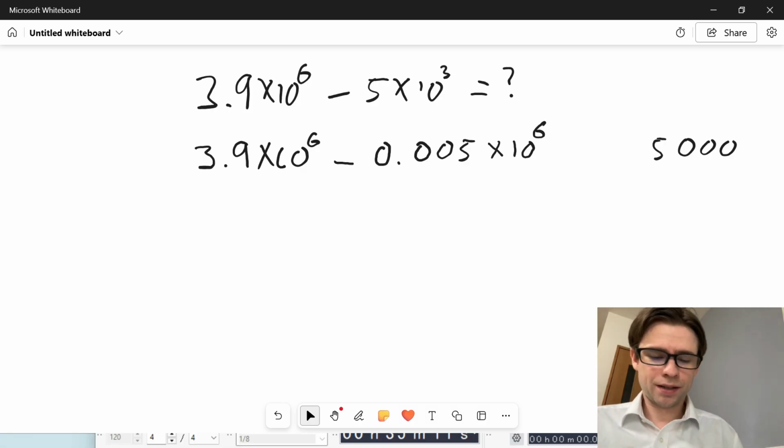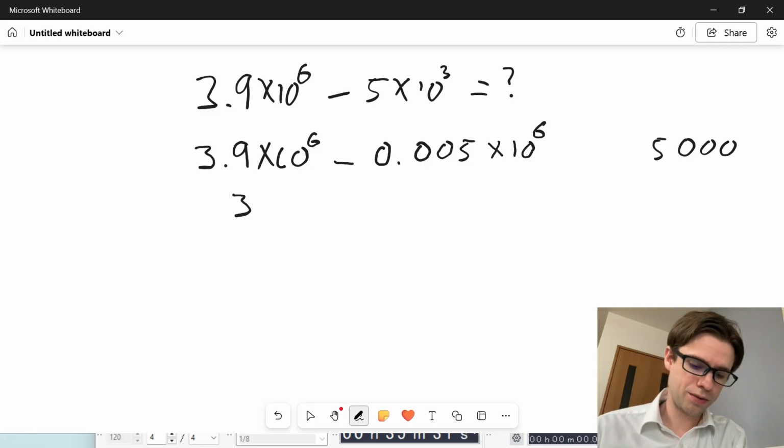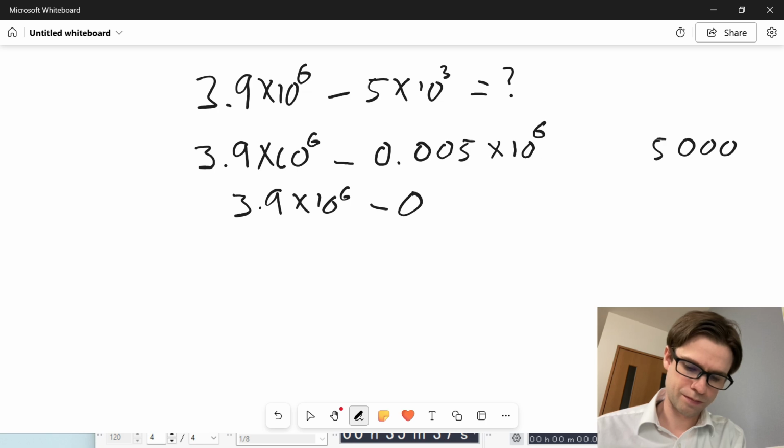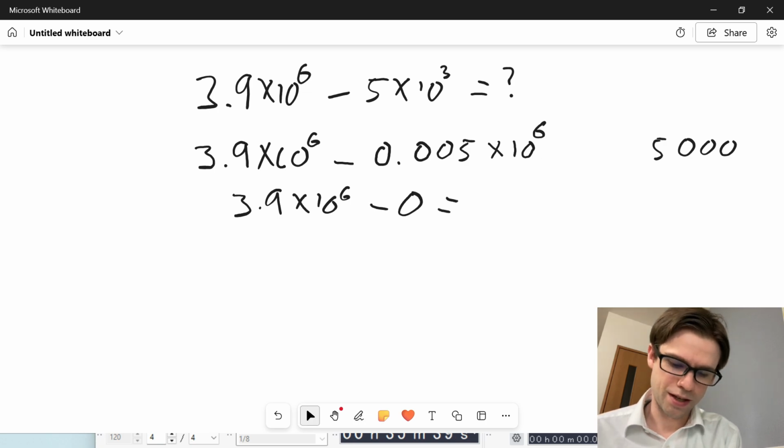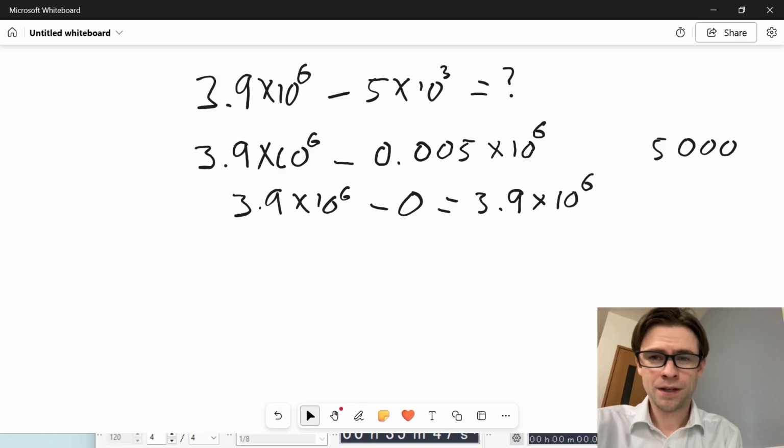So we can then apply the rules of decimal places to this. 3.9 times 10 to the 6 minus 0.005 times 10 to the 6. But we need to keep only the lowest number of decimal places. 3.9 times 10 to the 6. The other will essentially be rounded to 0. And that means you end up with just the starting number on the left, which is a weird idea.